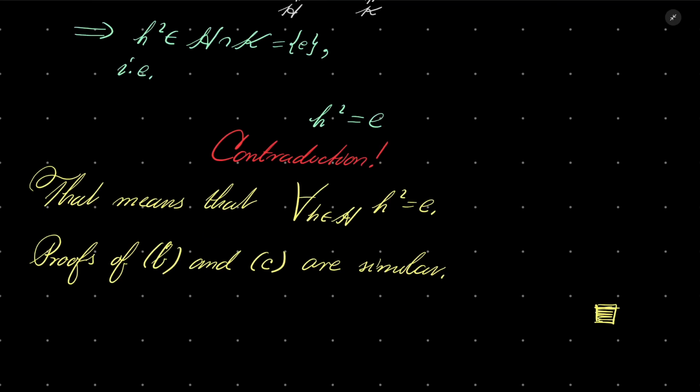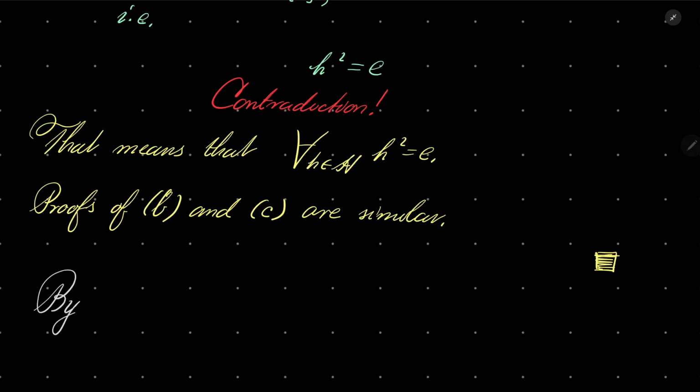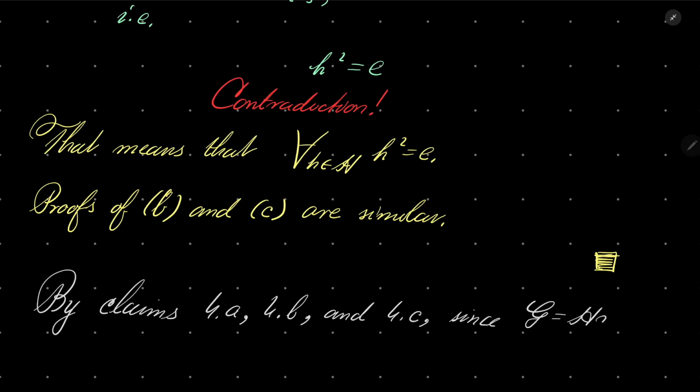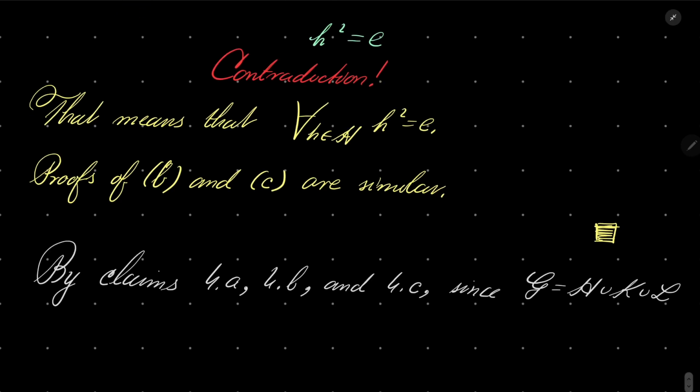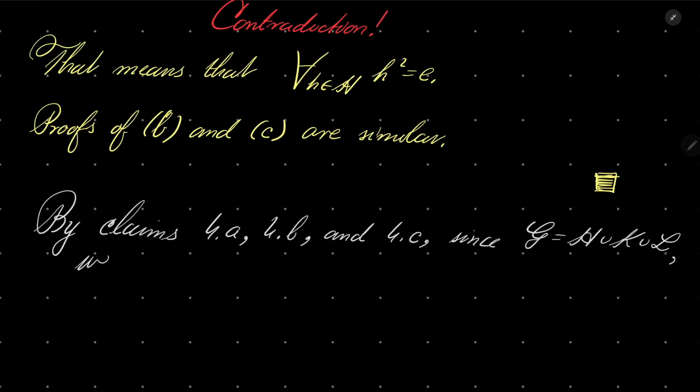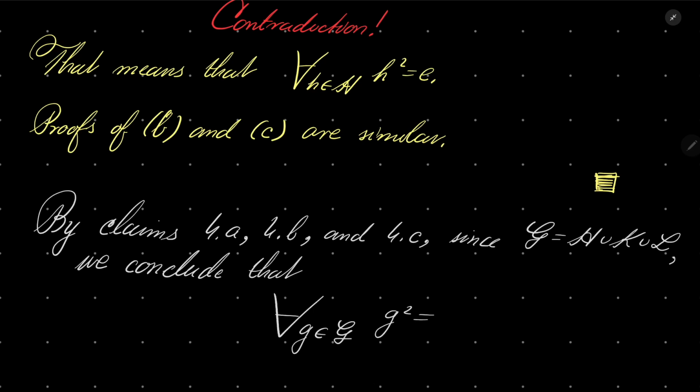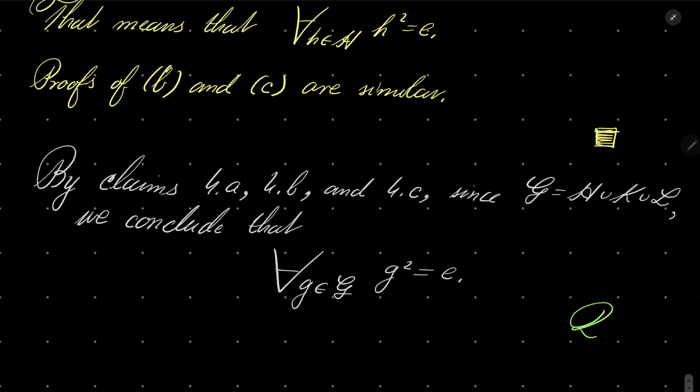And now notice that by claims 4a, 4b, and 4c, since our group G is partitioned into H, K, and L, and in every case the square is equal to E, we conclude that for every G in G, G squared is in fact equal to E, and that finally closes the entire proof.